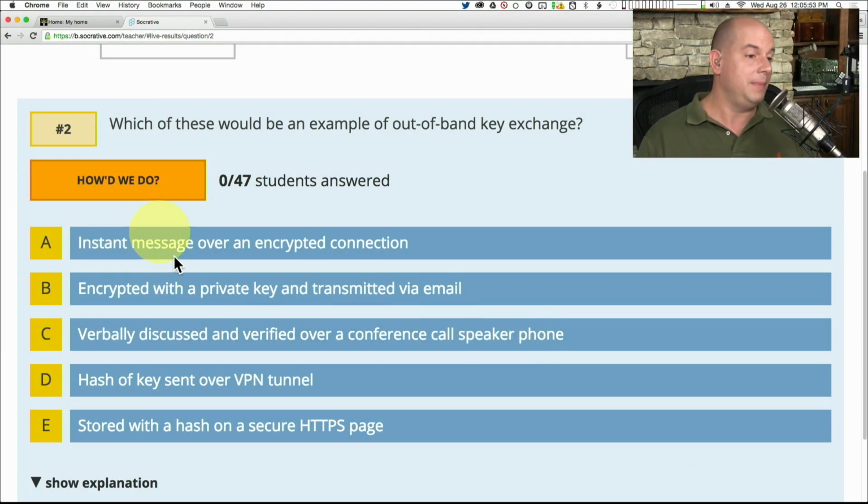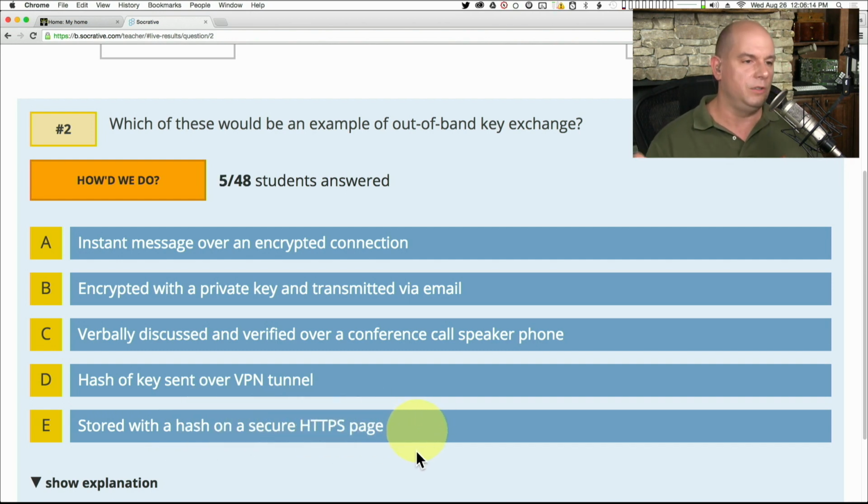Is it that out-of-band key exchange is an instant message over an encrypted connection? Would it be encrypted with a private key and transmitted via email? Would it be verbally discussed and verified over a conference call speakerphone? Would it be the hash of a key sent over a VPN tunnel? Or would it be stored with a hash on a secure HTTPS page?